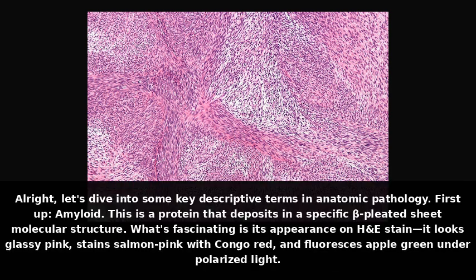All right, let's dive into some descriptive terms in anatomic pathology. First up, amyloid. This is a protein that deposits in a specific beta-pleated sheet molecular structure. What's fascinating is its appearance on H&E stain. It looks glassy pink, stains salmon pink with Congo red, and fluoresces apple green under polarized light.